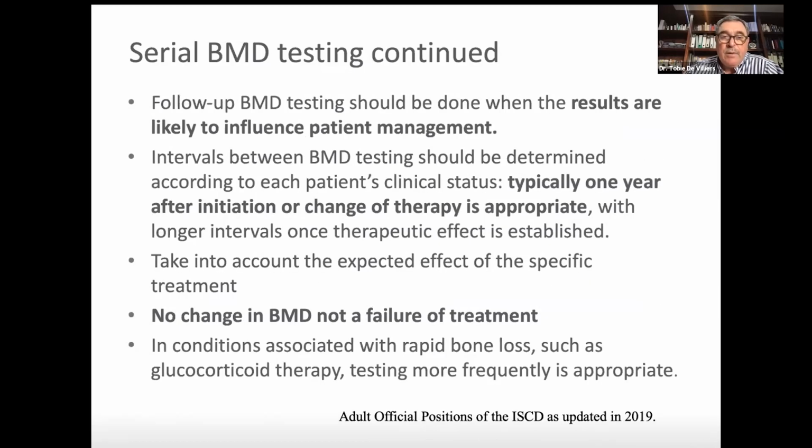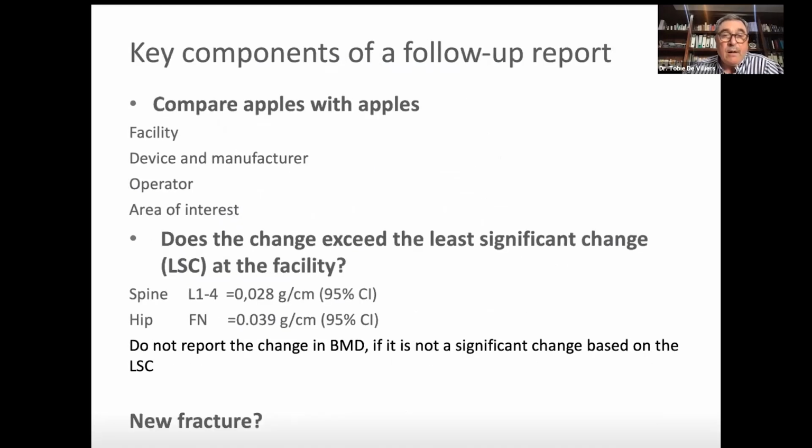But we only do this if it's likely to influence patient management, typically only 1 year apart or more once the effect is established. And also just remember, if you see no change in bone mineral density without any fracture, it's not a failure of treatment. It's actually a good response to treatment. One word of caution: in glucocorticoid therapy, we can get bone loss in the first 6 months, so we do it earlier on.